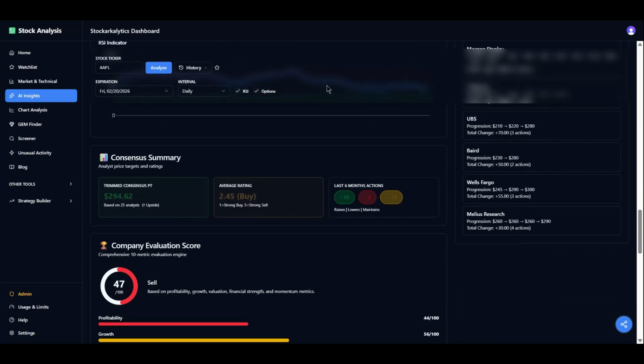Next is your consensus summary. This is a compact view of analyst consensus. Trimmed consensus price target helps reduce the impact of extreme outliers. Average rating tells you where the crowd sits on a scale like 1, strong buy, to 5, strong sell. And last 6 months actions shows the balance of raises versus lowers versus maintains. This is one of the quickest direction checks on analyst sentiment.